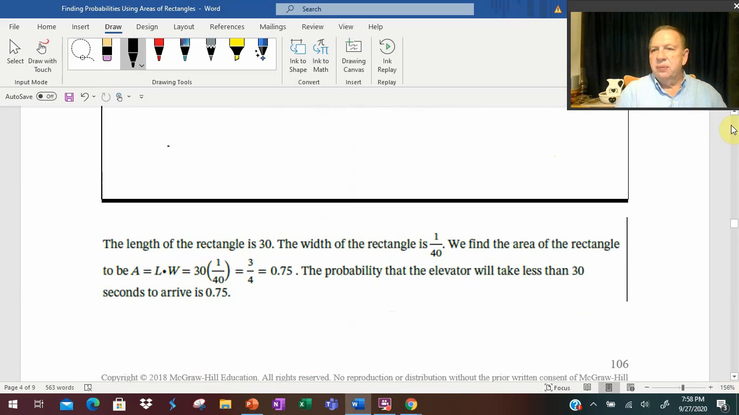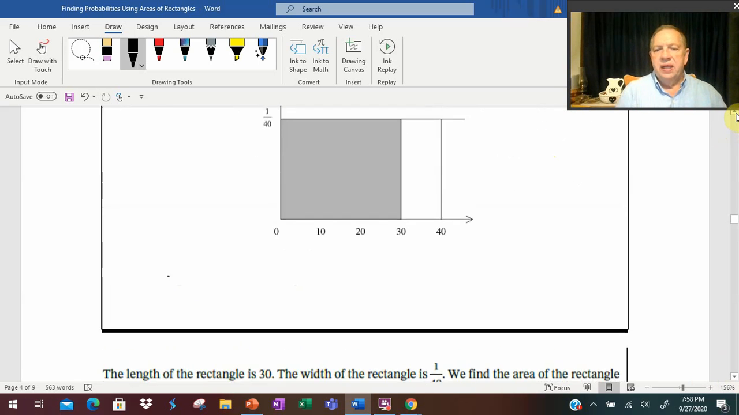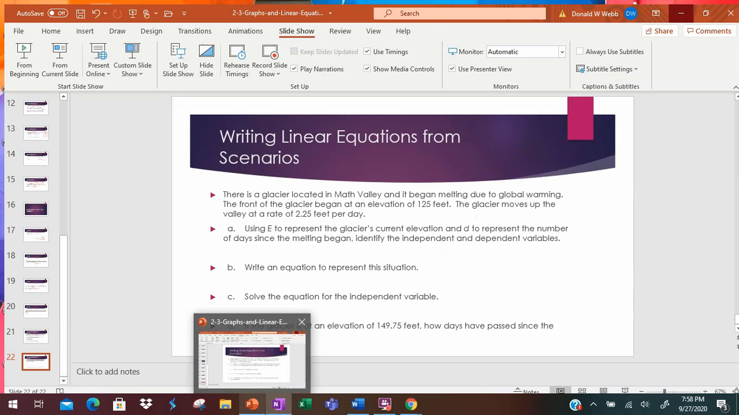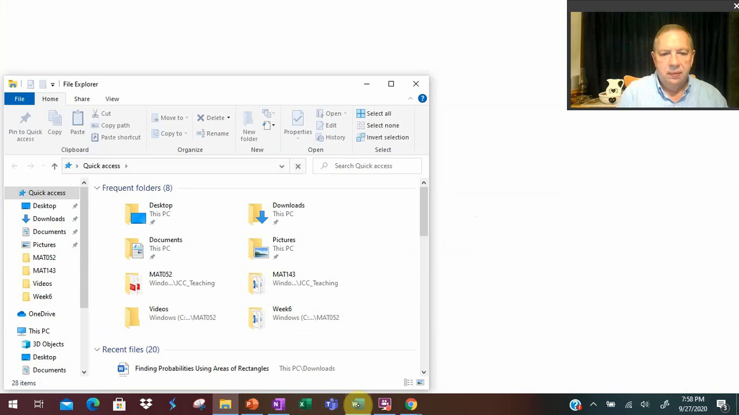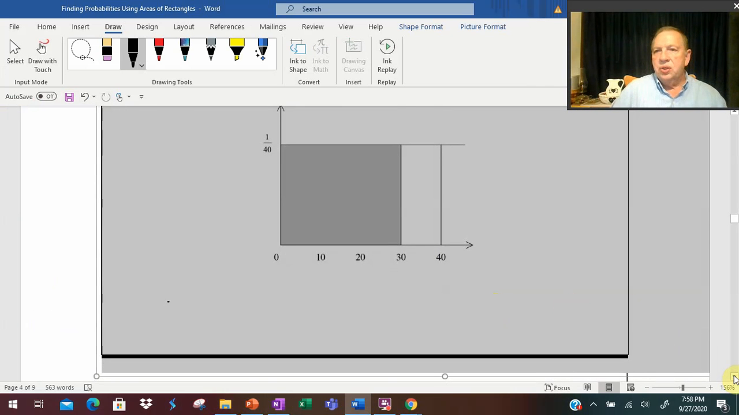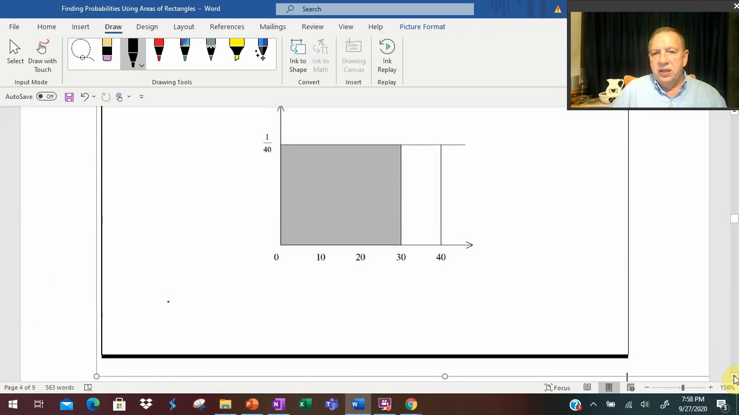Now, I want to point out something. Notice that this could be less than 30 seconds or actually less than or equal to 30 seconds. When I've got a continuous distribution, the difference between having less than 30 or less than or equal to 30, the probability is going to be the same thing.